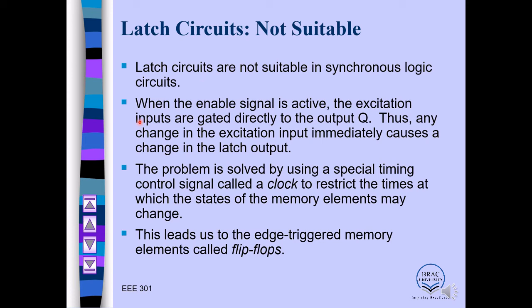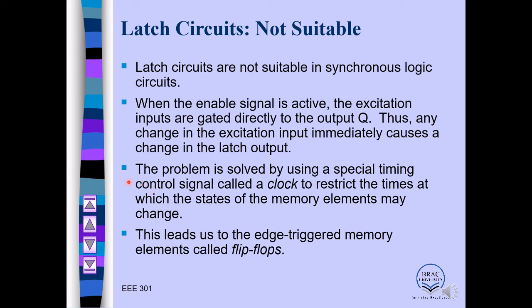The problem is that when the enable signal is active, the excitation inputs are gated directly to the output. Thus, any change in the excitation input immediately causes a change in the latch output. So, whatever value you give as an input, immediately it goes to the output. This creates a problem, especially for synchronous circuits.